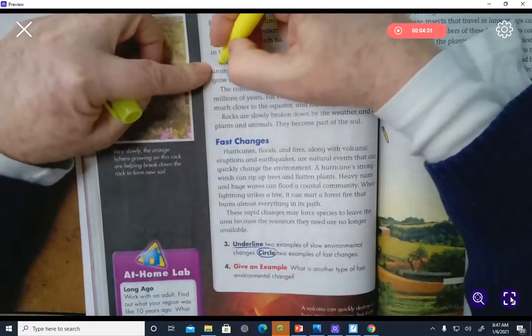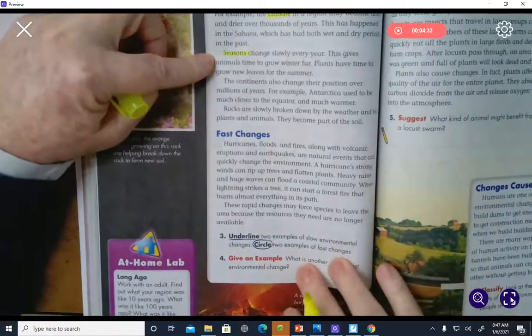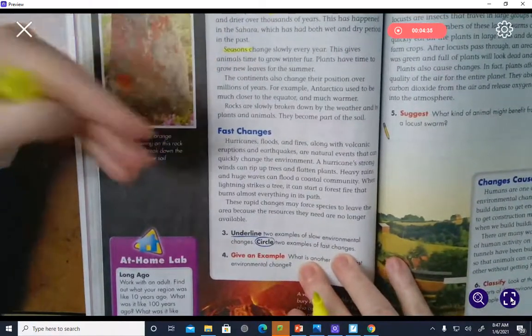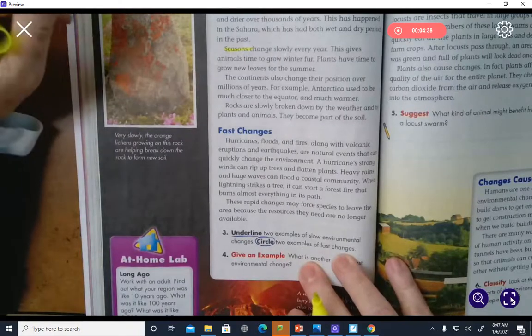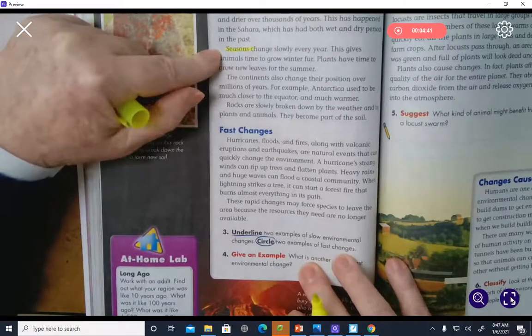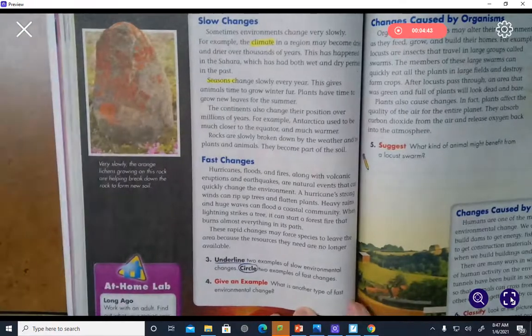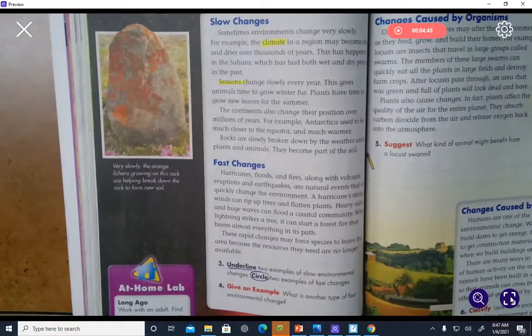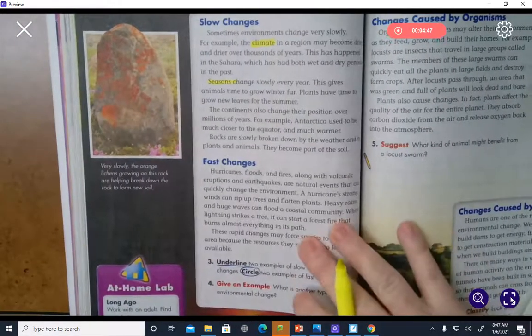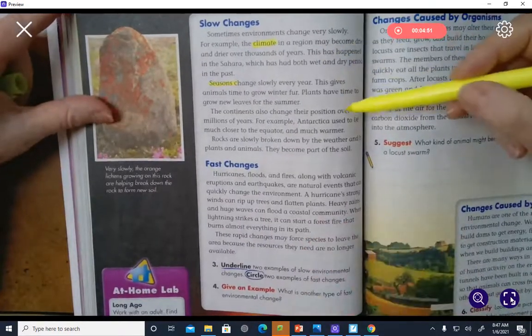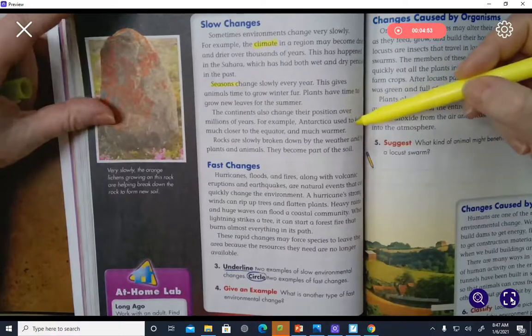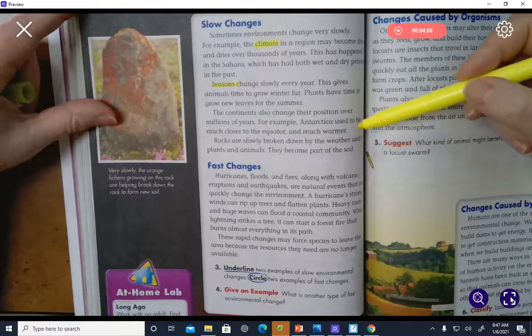Seasons can change slowly every year. This gives animals time to grow their winter fur, and plants have time to grow new leaves for the summer. Maybe you have a pet at home that might shed at certain times of the year. The continents also change their position over millions of years. For example, Antarctica used to be much closer to the equator and much warmer.